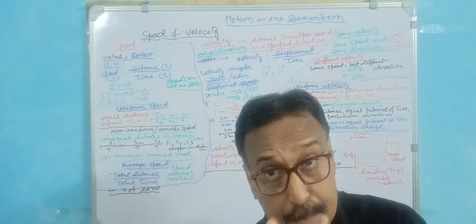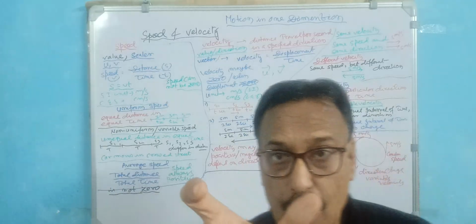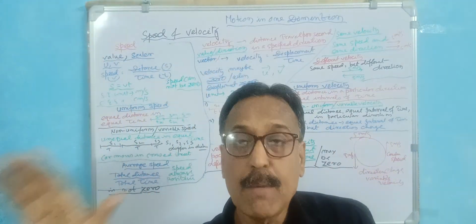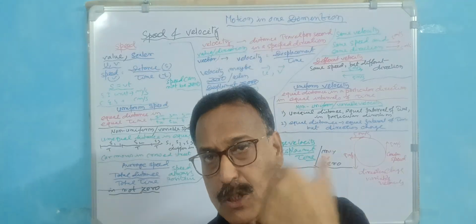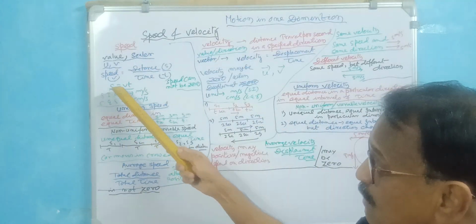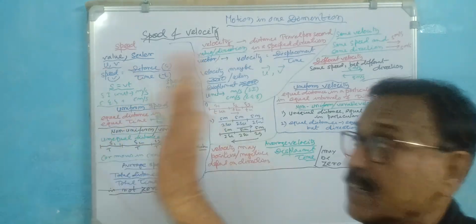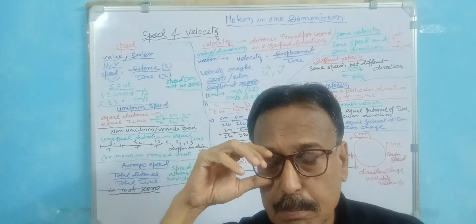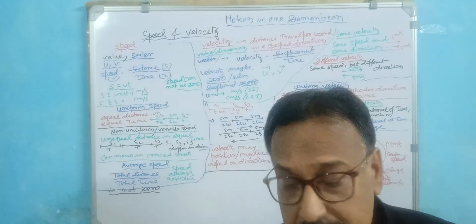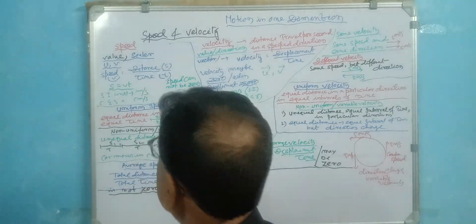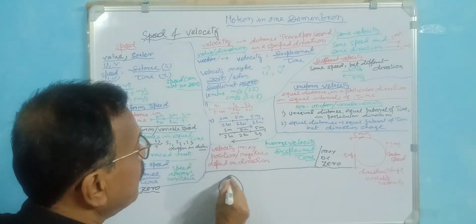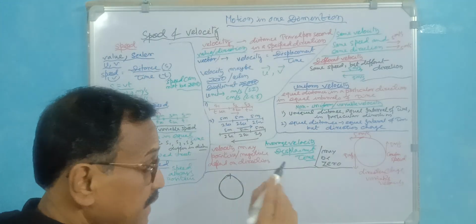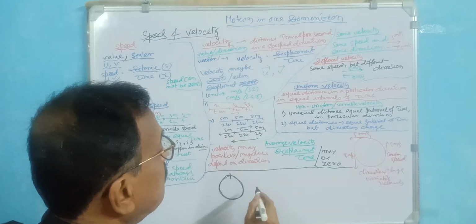In the previous video, displacement and distance were the basic difference. In the case of velocity, it depends on displacement by time. So if the displacement is 0, velocity may be 0. The SI unit of speed is meter per second, and the CGS unit is centimeter per second. Speed cannot be 0, because speed is distance by time and distance cannot be 0. In the case of a circular path, if you move from here to here, you always cover a certain distance. That is the basic difference between distance and displacement.